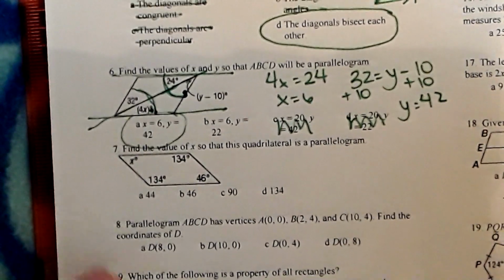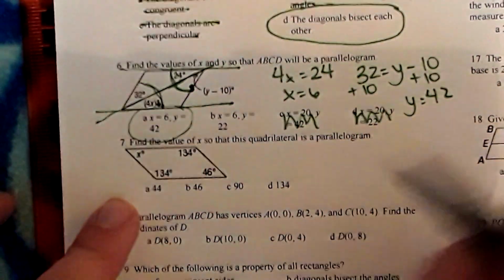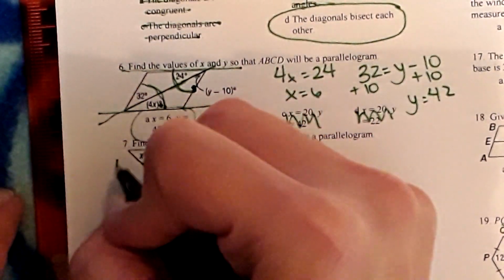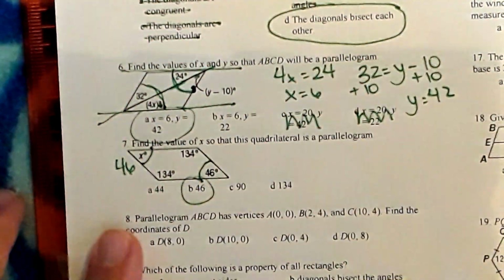Number 7. Find the value of x so that this quadrilateral is a parallelogram. In a parallelogram, the opposite angles are congruent. So if this is 46 degrees, this is 46 degrees. That one was easy.